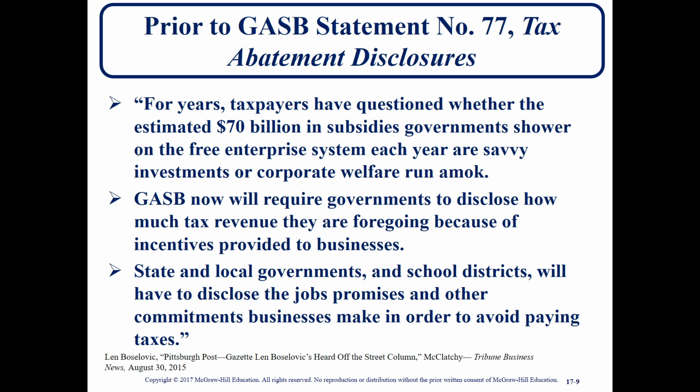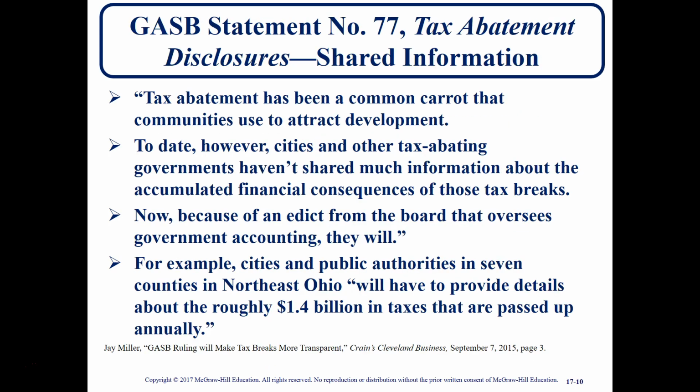So in Statement number 77, the GASB will now require governments to disclose how much tax revenue they are foregoing because of incentives that were given to businesses. State and local governments and school districts will have to disclose the job promises and other commitments businesses make in order to avoid paying the taxes. Tax abatements have been a common carrot that communities use to attract development.